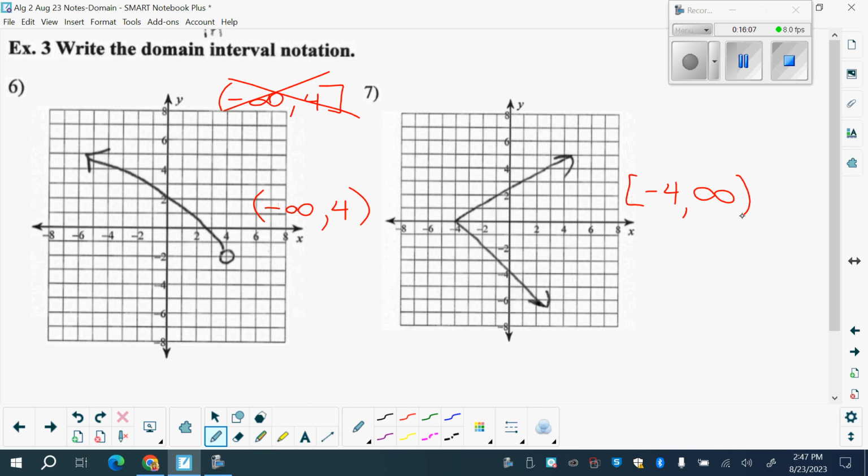Yeah, well, infinity is not a number. It's just an idea. So we always put parentheses for infinity. I know that's kind of tricky. Questions before we go on to the next one? Always smallest on the left, biggest on the right. Okay.